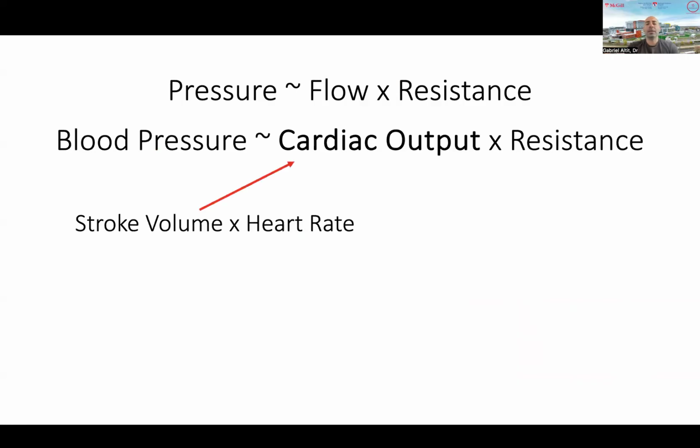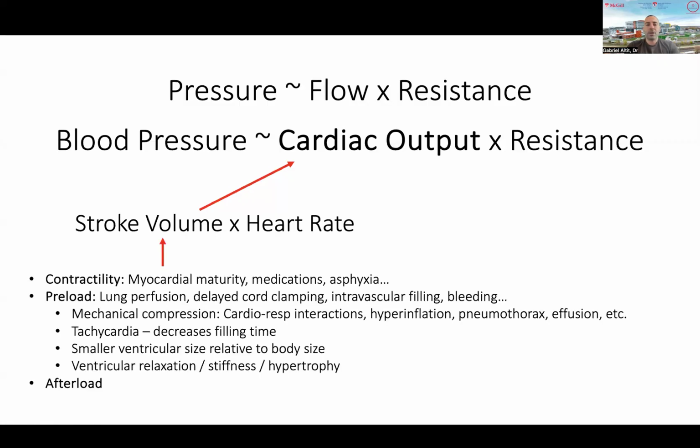So if we look specifically at the cardiac output, and these concepts are applicable to both the RV and the LV, cardiac output is typically dependent on stroke volume and heart rate. We know that stroke volume is dependent on contractility, preload, and afterload, and there are many reasons why stroke volume could be affected in preterms. For example, contractility: we know they have myocardial immaturity, they have smaller capacitance, and they can be exposed to stressors like chorio or asphyxia or certain medications that may affect contractility.